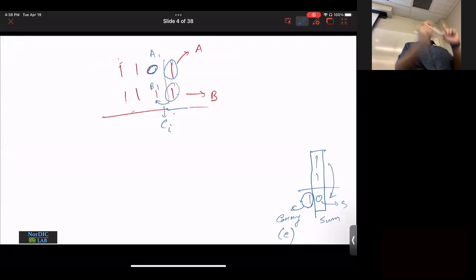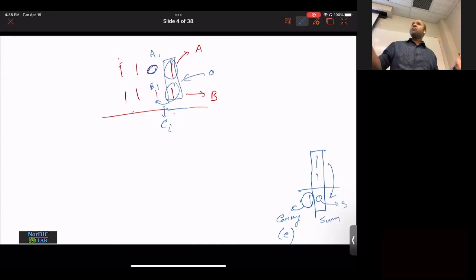No, the first carry in. The carry in for the first level was 0. We don't have to have any carry for the first level, but you can treat it like a carry. The carry input was 0. But for all the other levels, can you predict what's going to be the carry in?